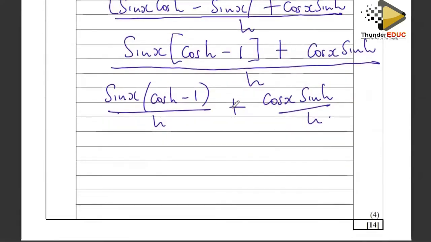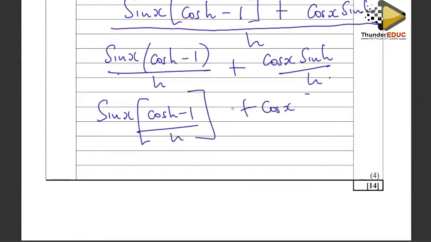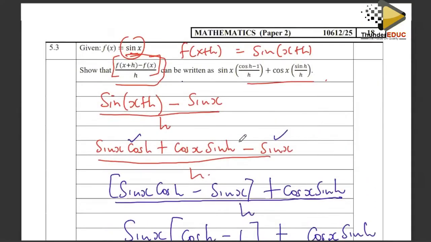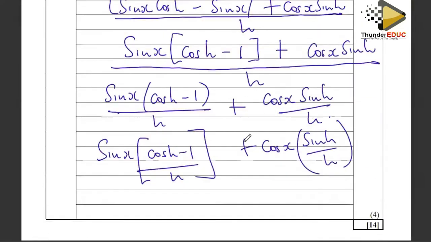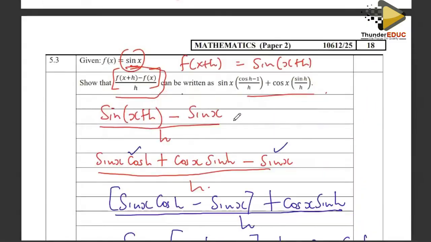So all you have to do is just rewrite the way it was because we've already obtained whatever we are interested in. So that is cos h minus 1 over h, and then cos x, and then we have sine of h over h. Put the brackets the way they put them as well. So that is basically or technically how we would have gone about this mini calculus kind of teaser.